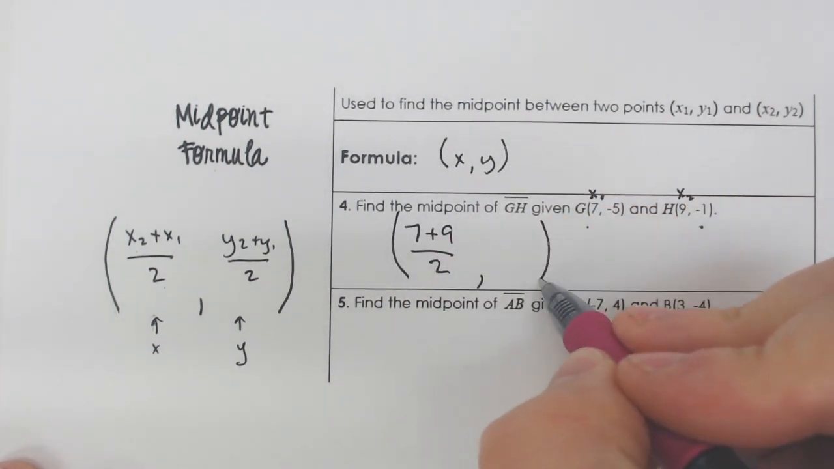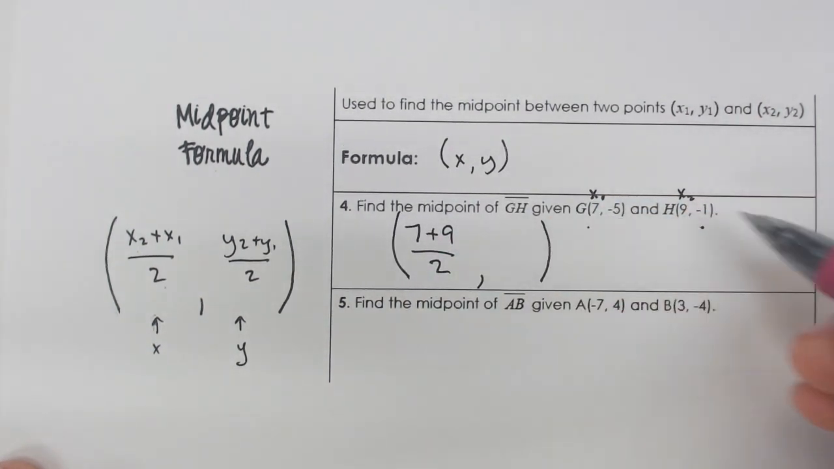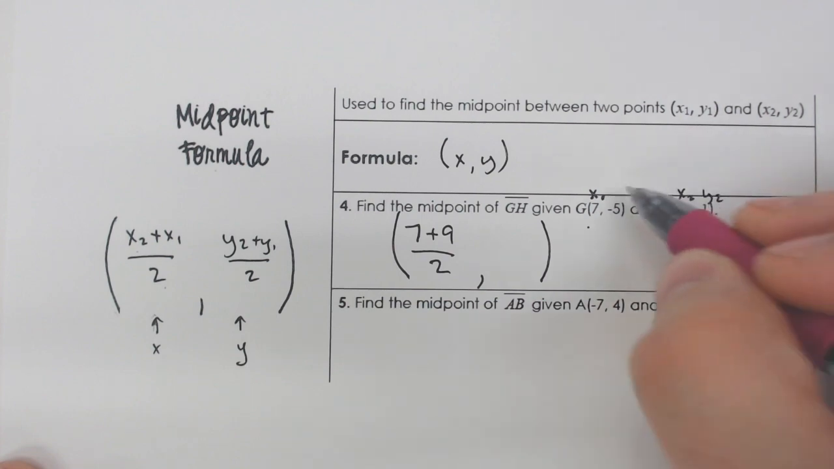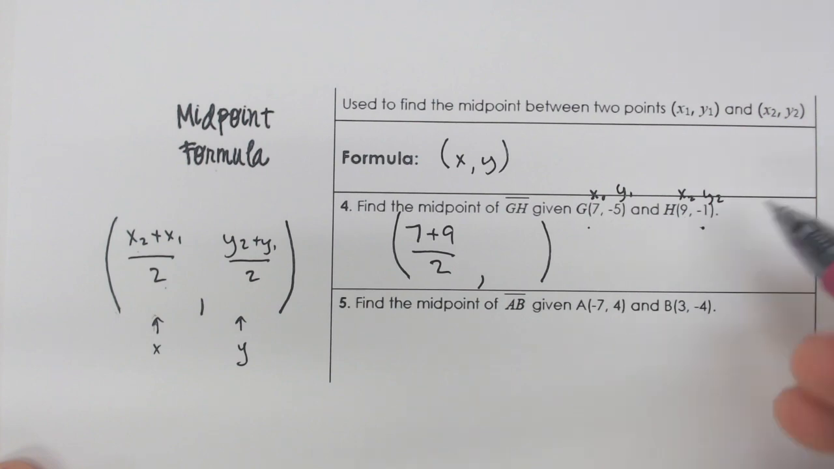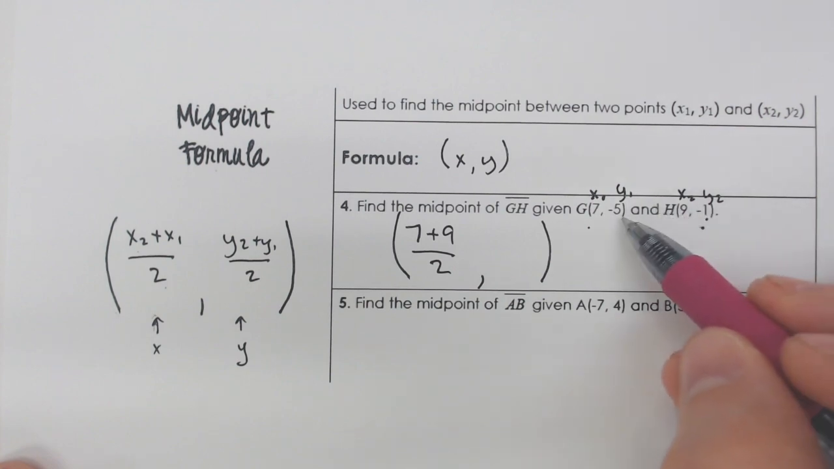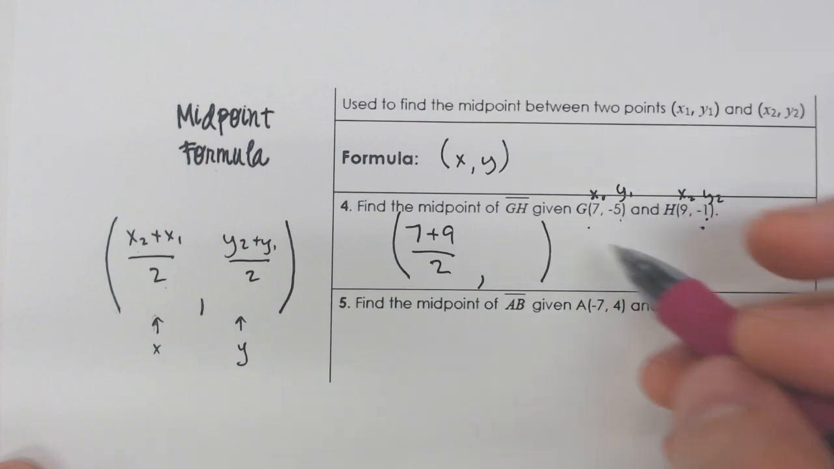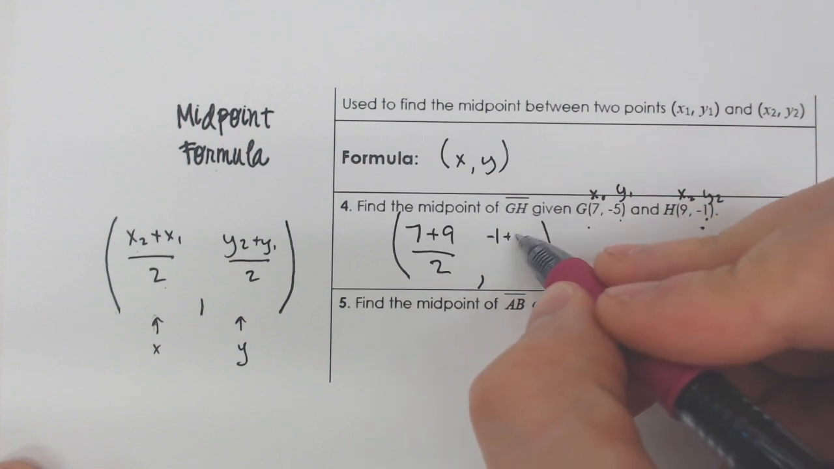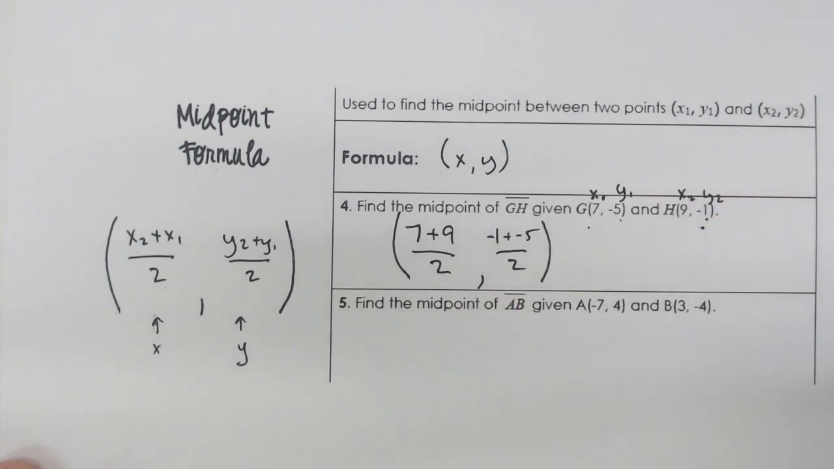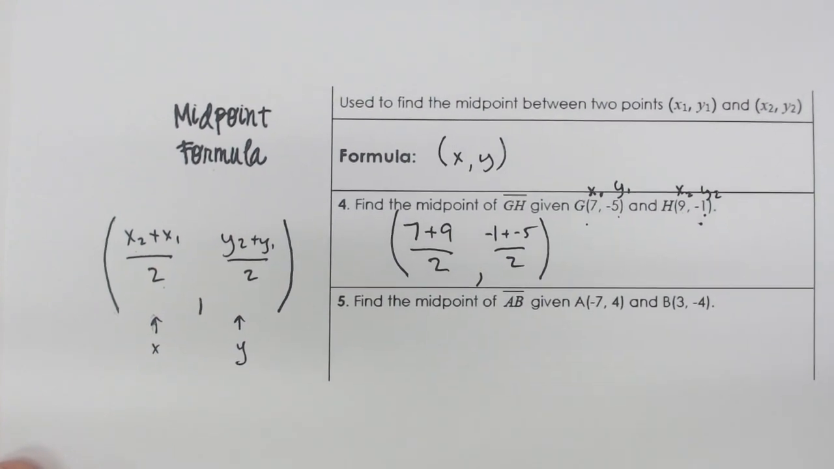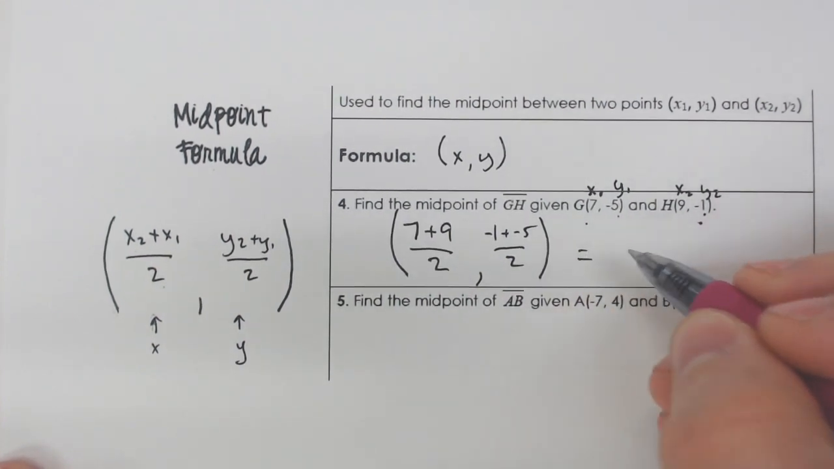Comma. We also have to add the y's together and divide by 2. So label your y's, y2 and y1. But really it's just add -1 and -5 together in either order. -1 plus -5 and divide by 2. Add x together, divide by 2. Add the y's together, divide by 2. You think I've said it enough? I'm going to keep going with it.